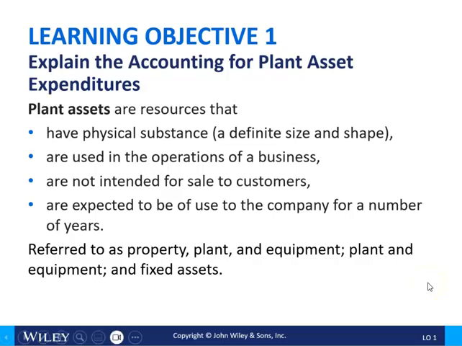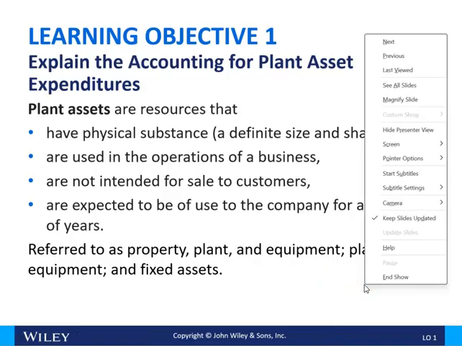So these plant assets can have multiple names. Plant assets is a common one. We can also refer to it as property, plant, and equipment. Sometimes it's shortened to PPE or PP&E. Plant and equipment and fixed assets. All used interchangeably. Different companies just use different things. So if you see any of those types of language, you're talking about the same thing.